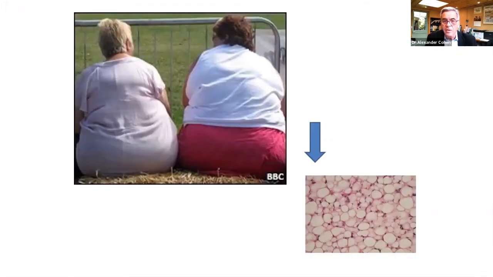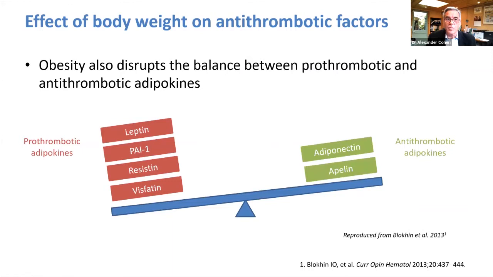What about what's going on at a cellular level? If we look at fat, we can see that we've got these wonderful adipokines. Some of them on the left are prothrombotic, and the ones on the right are antithrombotic. Leptin, PAI-1, resistin, and visfatin are prothrombotic, and they seem to outweigh, if you'll pardon the pun, adiponectin and apelin, and tend to produce a prothrombotic state.